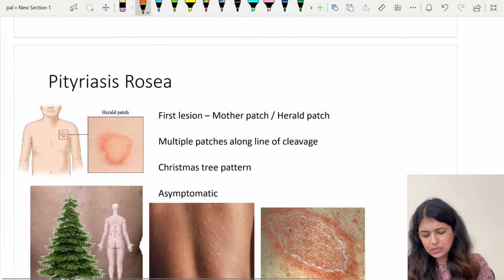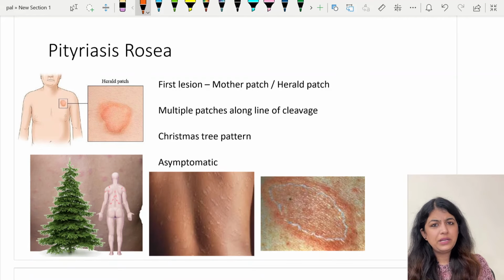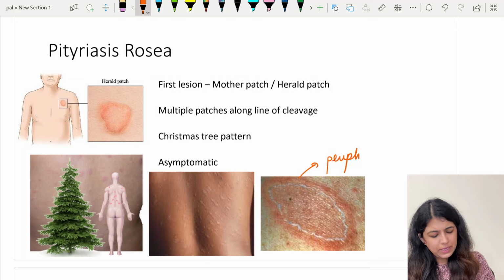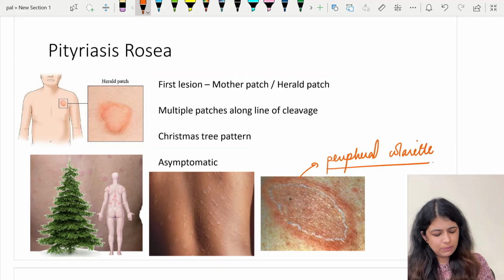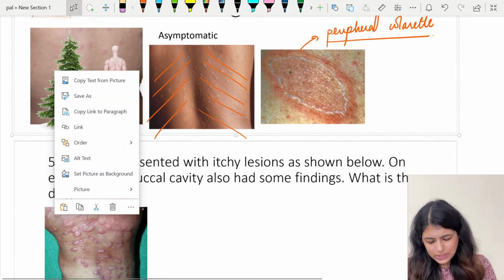Now, the last option was pityriasis rosea. Here again, you do see a red plaque with scaling, but the scaling typically is a peripheral collarette. So even though you see a red plaque with scaling, the typical scaling here is on the periphery in the form of a collar. So that's called collarette scaling, and the lesions are present along the lines of cleavage in a Christmas tree pattern. This is what you see in pityriasis rosea. Again, not what was given in the question.